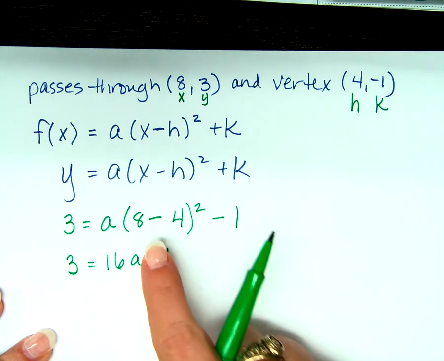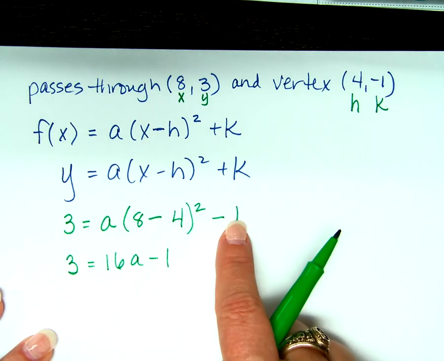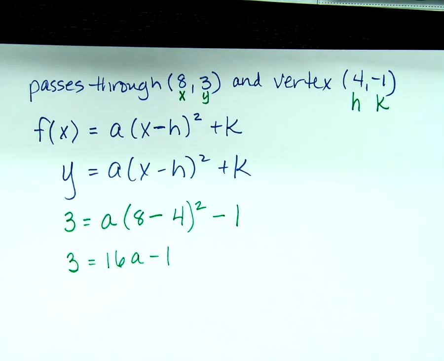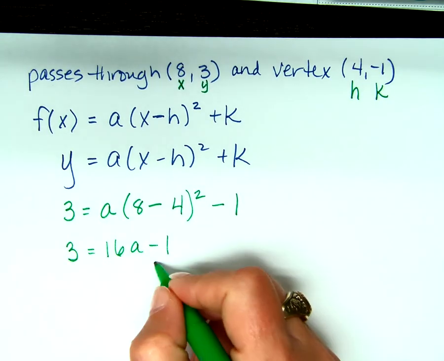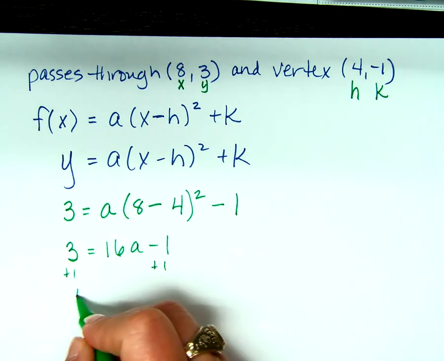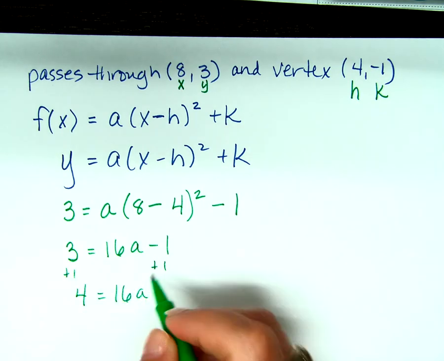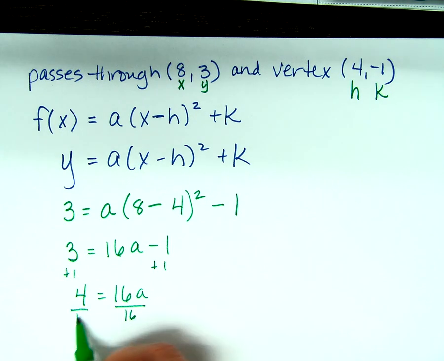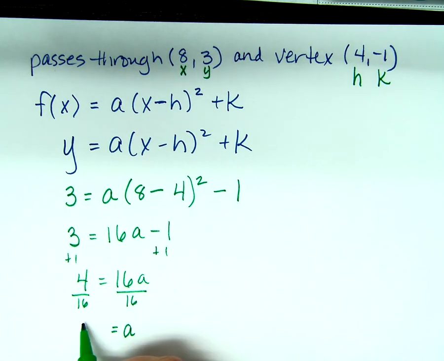Now, what I don't want to do is say 16 minus 1 is 15 and that's 15a, right? Please don't do that. Do order of operations, how you know you're supposed to. What's left to do to solve for a in this problem? Add 1, very good. So 4 equals 16a. And the last step I need to do to solve for a? Divide by 16. So what does a actually equal? 1/4, right? 1 over 4.